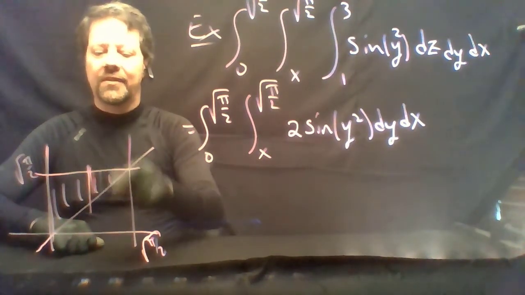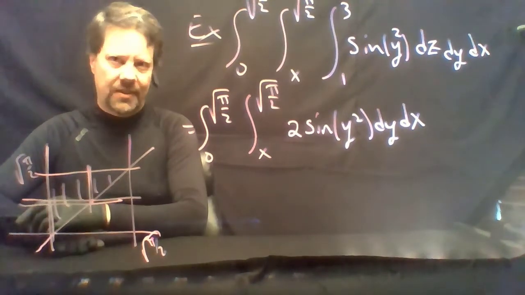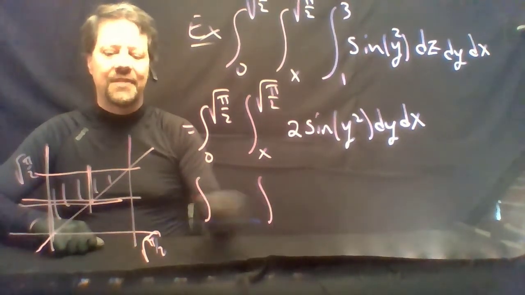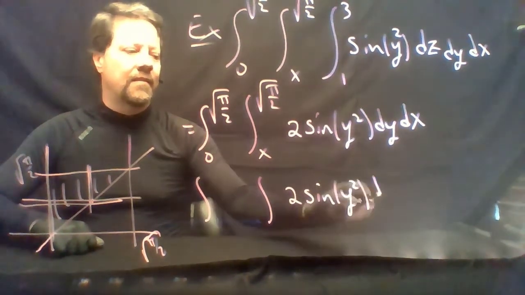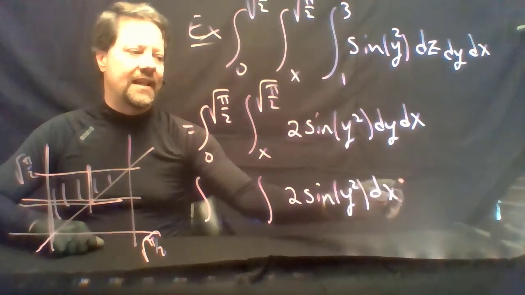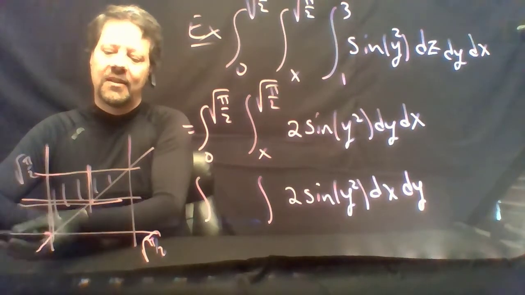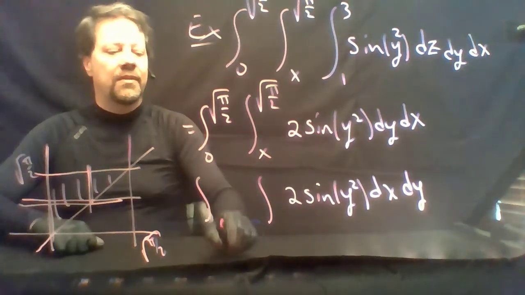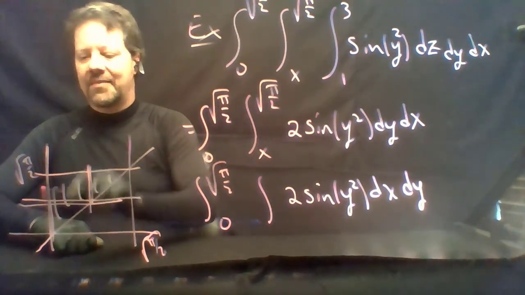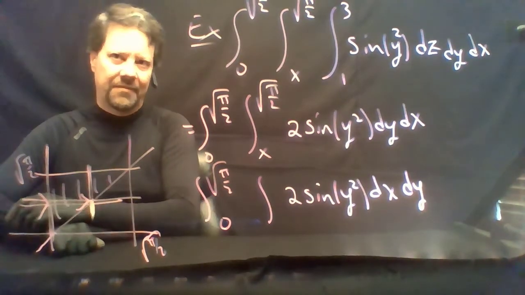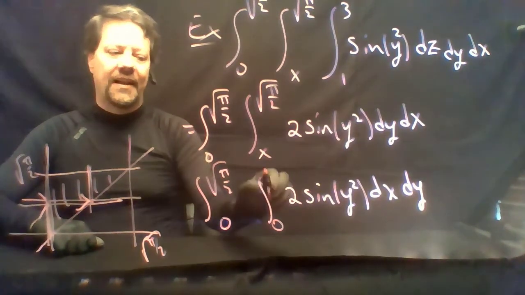We are currently using vertical cross sections. It might be good to switch to horizontal cross sections. Let's see what happens if we do that. When we do, we're going to have to write this as dx dy, where y will be the limits that are constant now. Y will go from 0 to root pi over 2. X will go from lower curve to upper curve, the lower curve being x equals 0, the upper curve being x equals y.